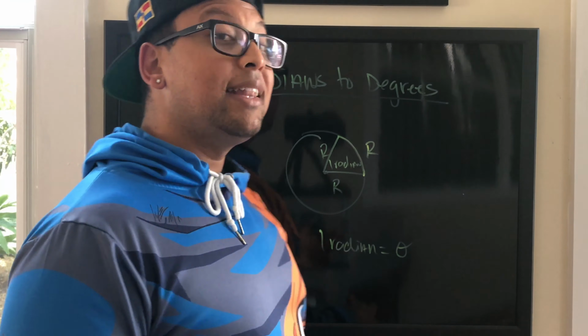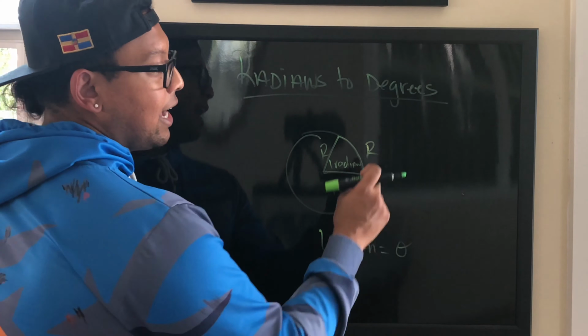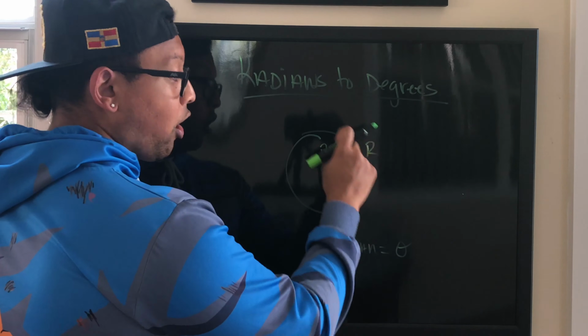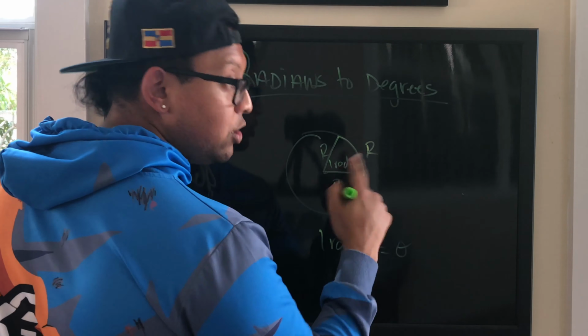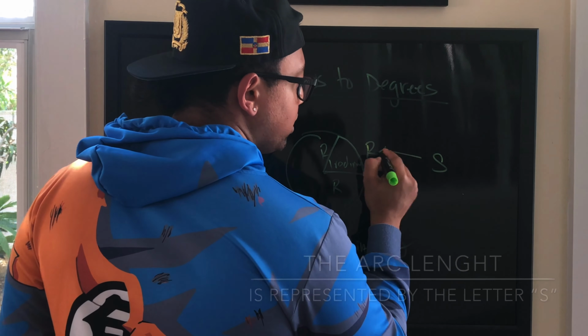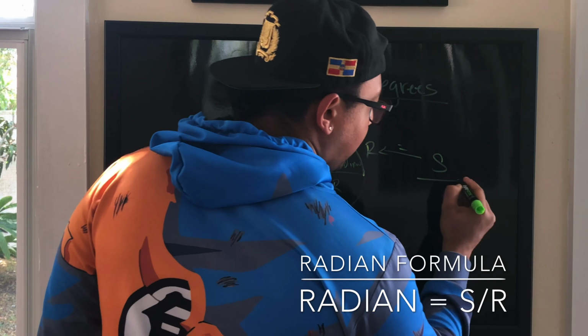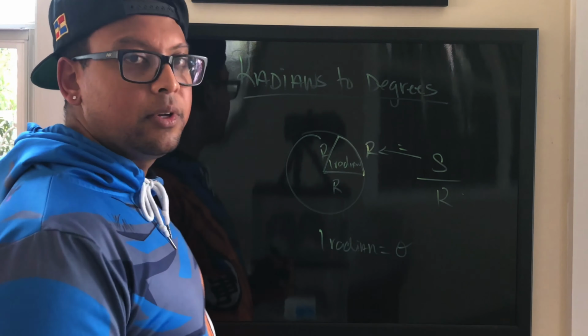Now, if you wanted to find that specific angle, it's really simple. All you're going to do is take your arc length, which you would represent with the letter S, and then use r for the radius, and you just divide the 2.